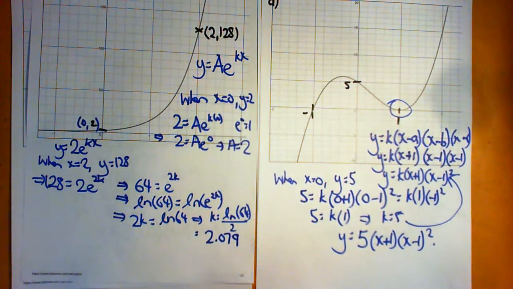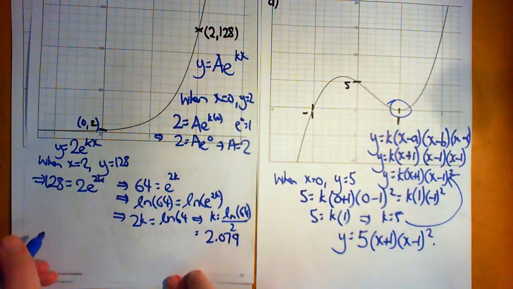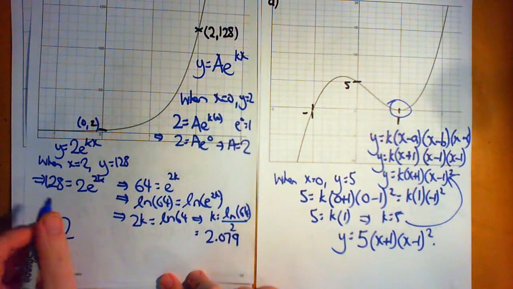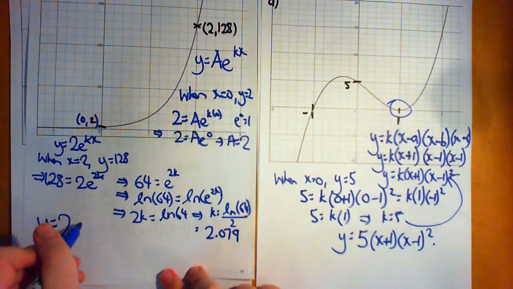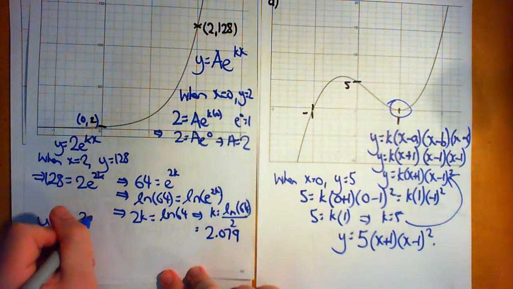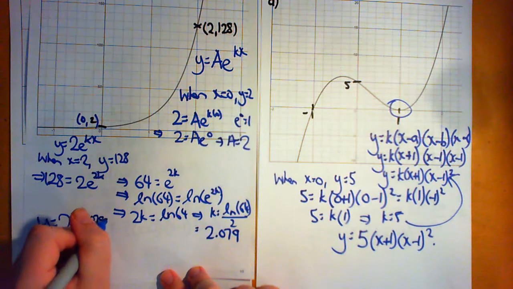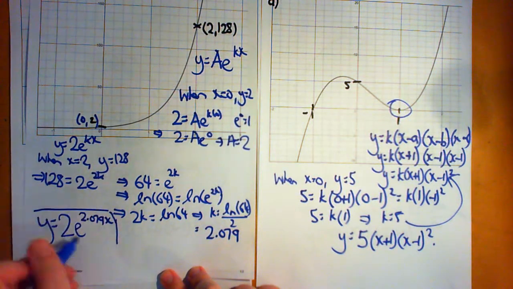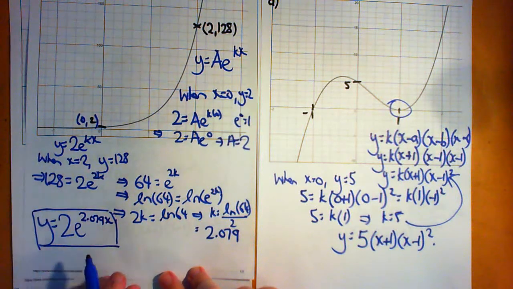So let's substitute that into our y equals 2 e to the kx, and then we're done. So our equation is y equals a, which we already know to be 2, times e to the power of 2.079, and we've got x still in the power. Okay, so that's the equation of that graph.